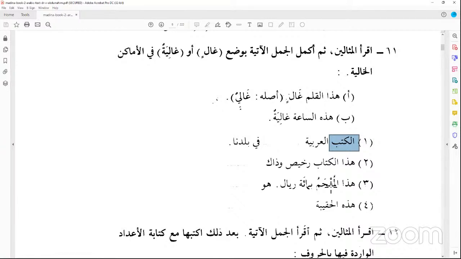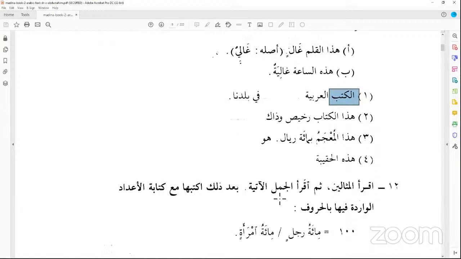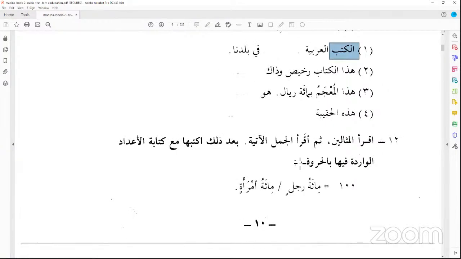No, you have to use ghalin. You cannot choose to use rakhisun. Here you have to use ghalin only. In the blank, you have to put the right one, ghalin or ghaliyatun. So you have to decide. Al-mu'jamu. هذا المعجم. It will be huwa ghalin. Good. هذه الحقيبة. This bag. غالية. Good. This bag is costly.